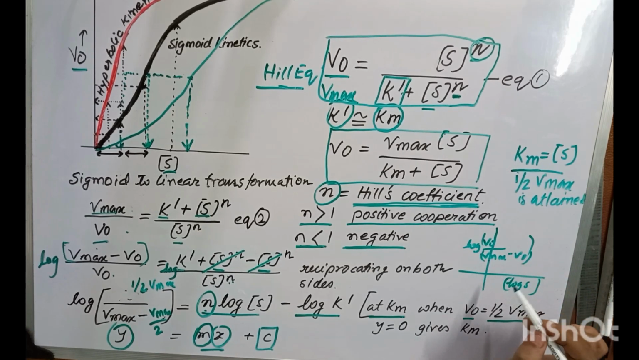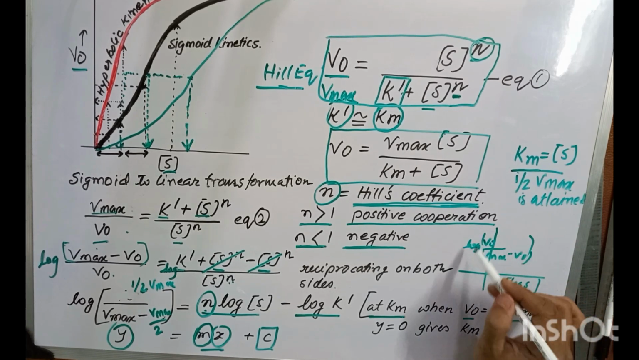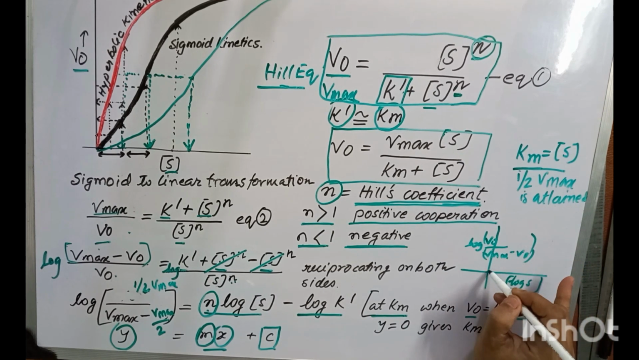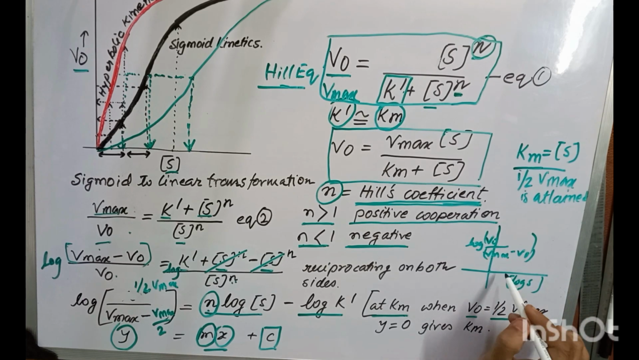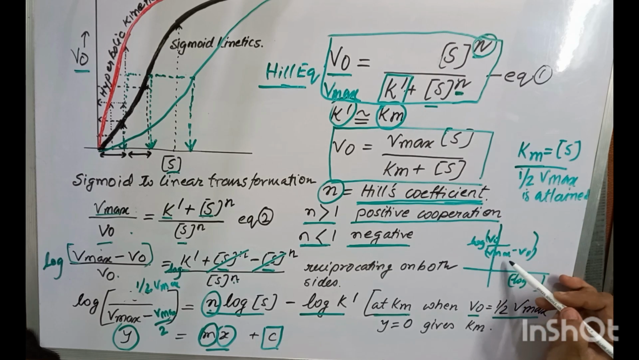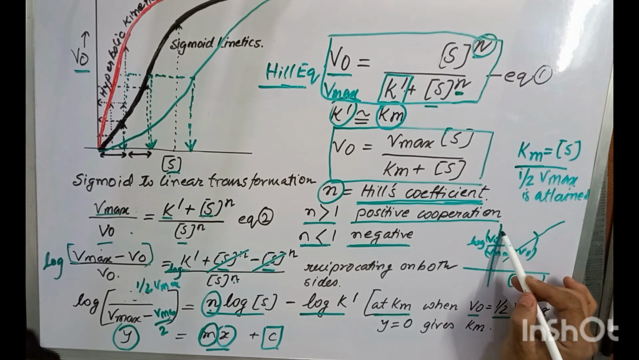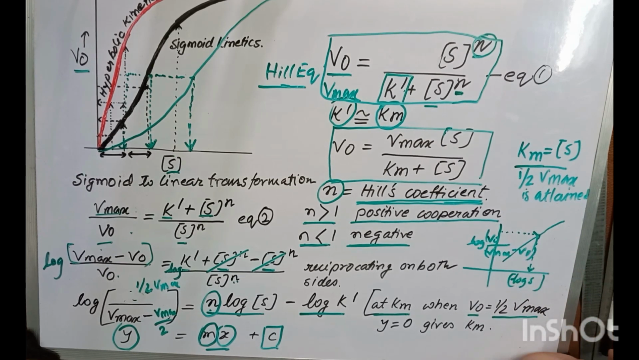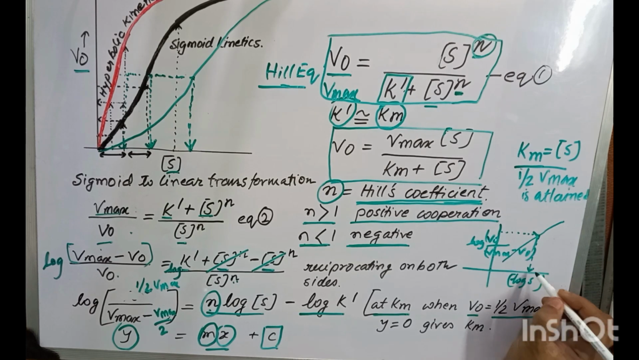in this plot, the zero value means at half Vmax. The zero value of the y-axis gives the value of log s. So any straight line is formed, say this is the straight line, and this zero value of the y-axis gives the value of log s, that is the Km, and from here we can know the Km of the reaction. So this is the significance.